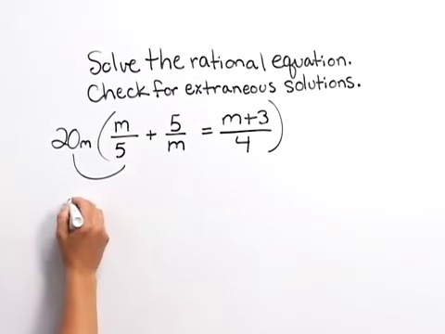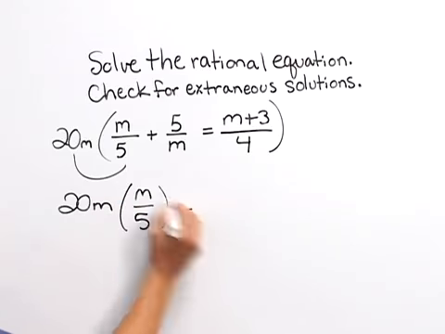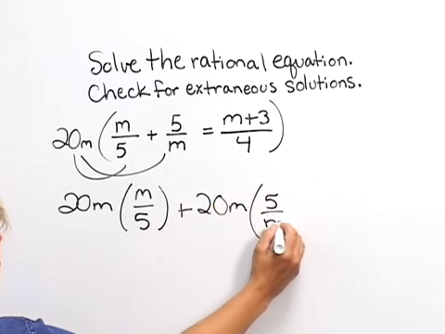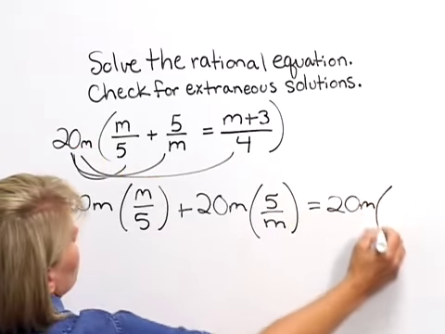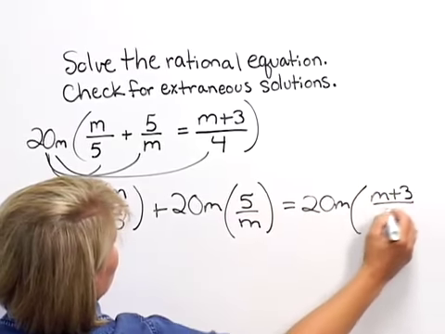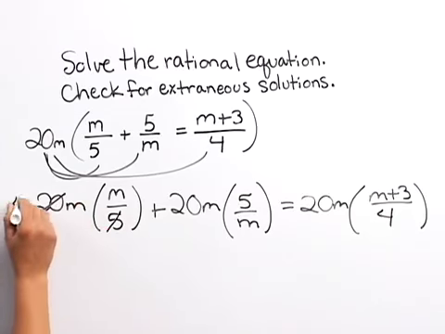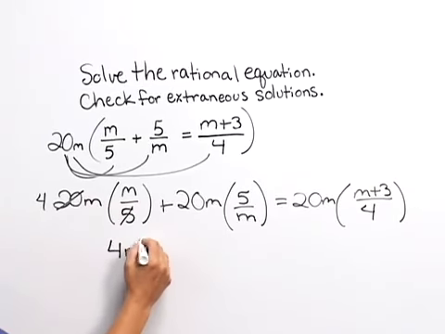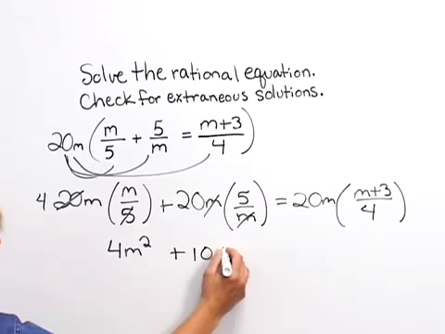So let's multiply and distribute: 20m times m over 5, plus 20m times 5 over m, equals 20m times m plus 3 over 4. Here, notice 5 goes into 20 4 times. So 4 times m times m would leave you with a 4m squared. Notice we no longer have a rational expression there. Here, the m's cancel. 20 times 5 is 100.